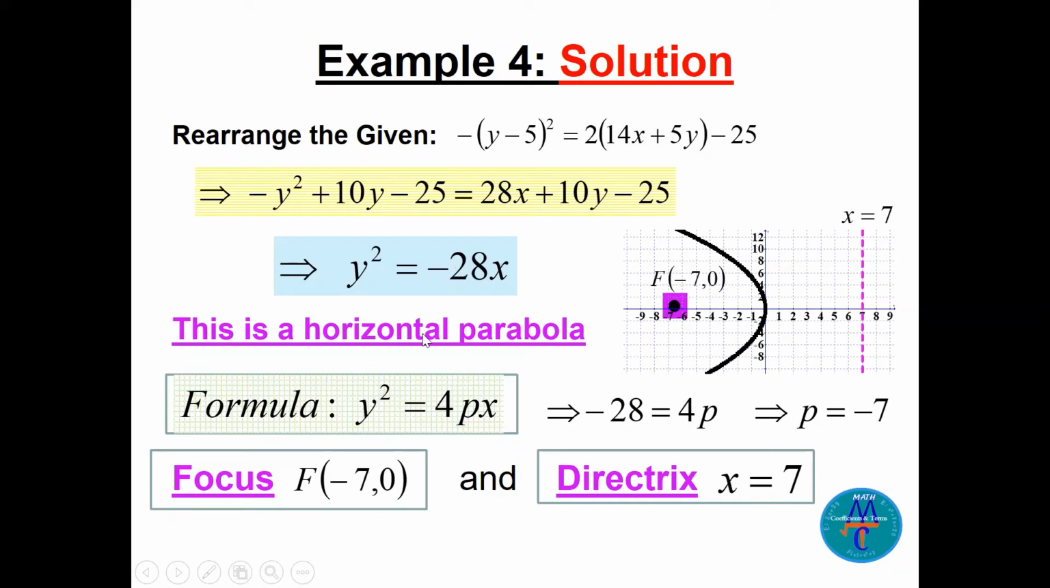Now compare this with the horizontal parabola. This is the fixed equation: y squared equals 4px. Now minus 28 becomes 4p, divide by 4, p will be minus 7. Remember, p is negative, and we have y squared. So that's a horizontal parabola opening to the left. And inside will be the focus. So now the focus will be (−7, 0). Directrix will be on the other side, x equals 7.